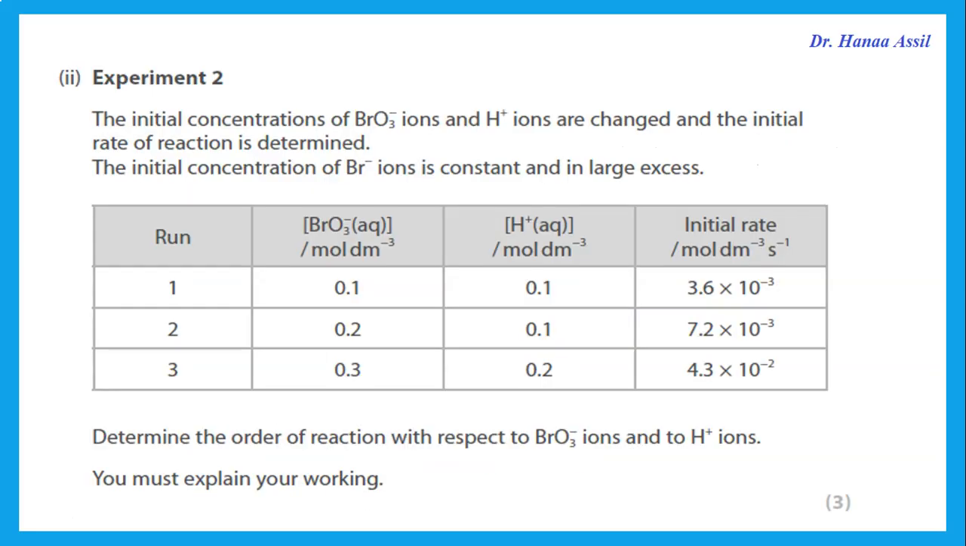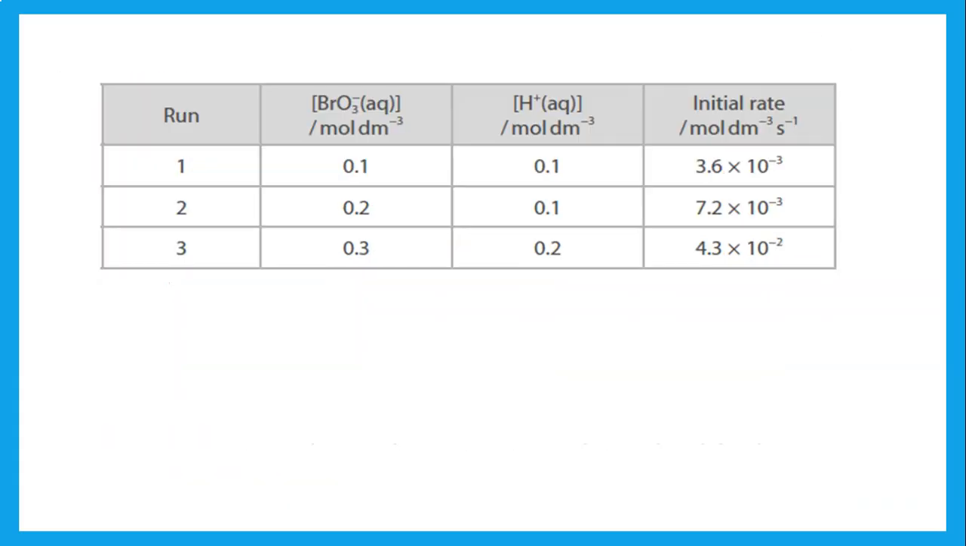Now in experiment 2, the initial concentrations of bromate and H+ ions are changed and the initial rate of reaction is determined. The initial concentration of bromide ions is constant and in large excess, so we're not going to take that into consideration. We look at the information in the table and determine the order of reaction with respect to bromate and H+.